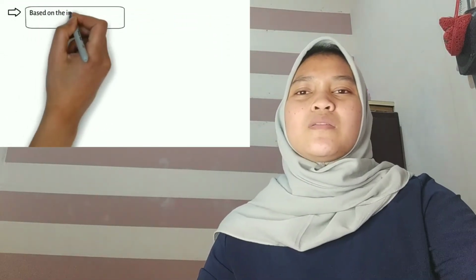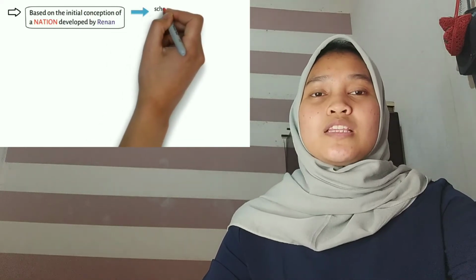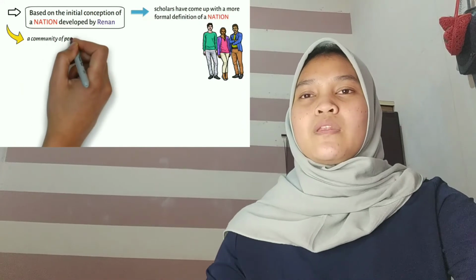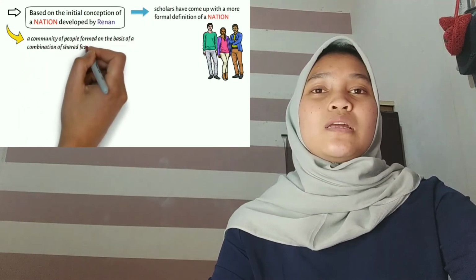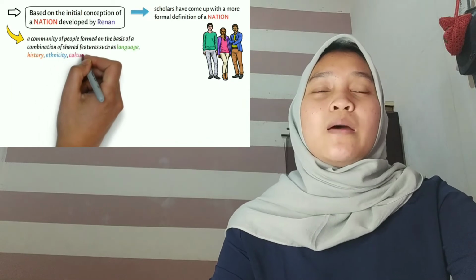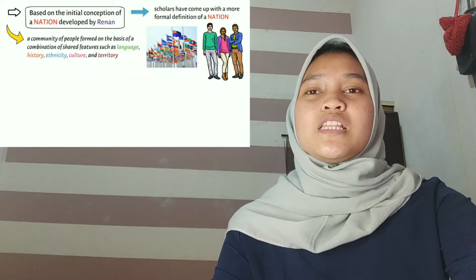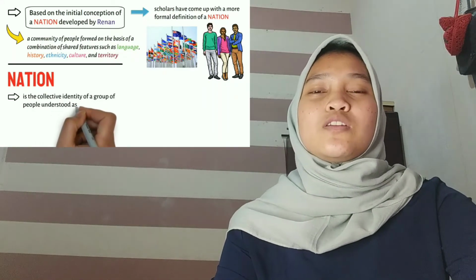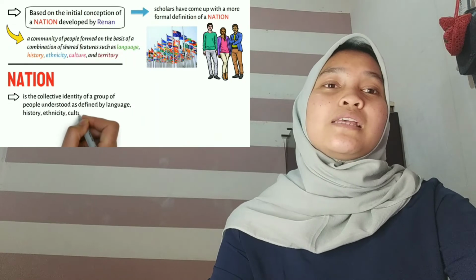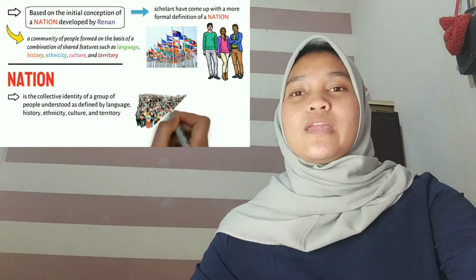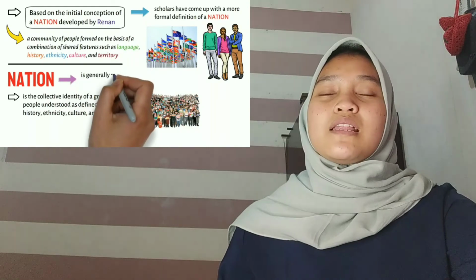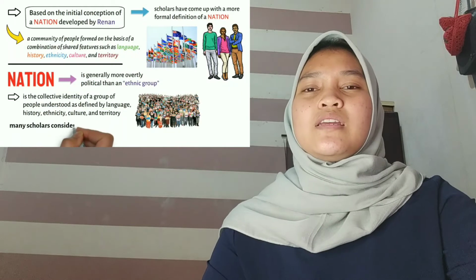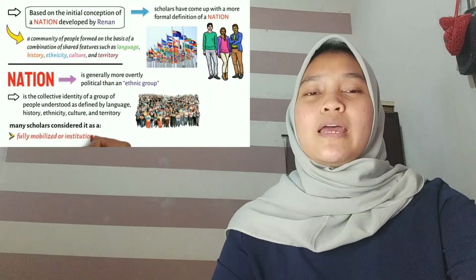Based on the initial conception of a nation developed by Renan, scholars have come up with a more formal definition of a nation, namely, a community of people formed on the basis of a combination of shared features such as language, history, ethnicity, culture, and territory. Put differently, a nation is the collective identity of a group of people understood as defined by language, history, ethnicity, culture, and territory. And for this reason, a nation is generally more overtly political than an ethnic group. In fact, many scholars consider it a fully mobilized or institutionalized ethnic group.